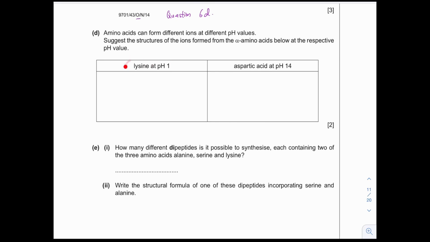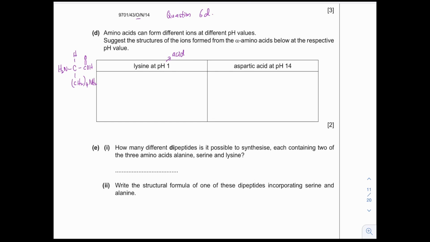For this, we will have to look for the structure of lysine from the data booklet first. So it looks like this. C with COOH, H, this is H2N, and this is CH2, 4, and NH2. Alright, now when lysine is being added at pH 1.